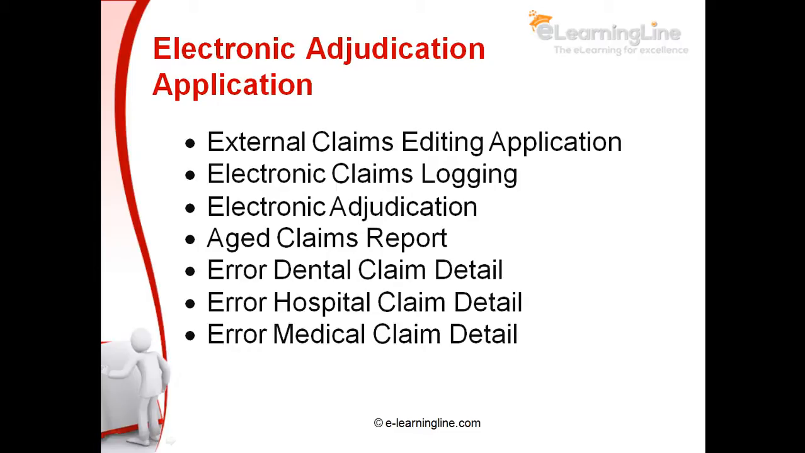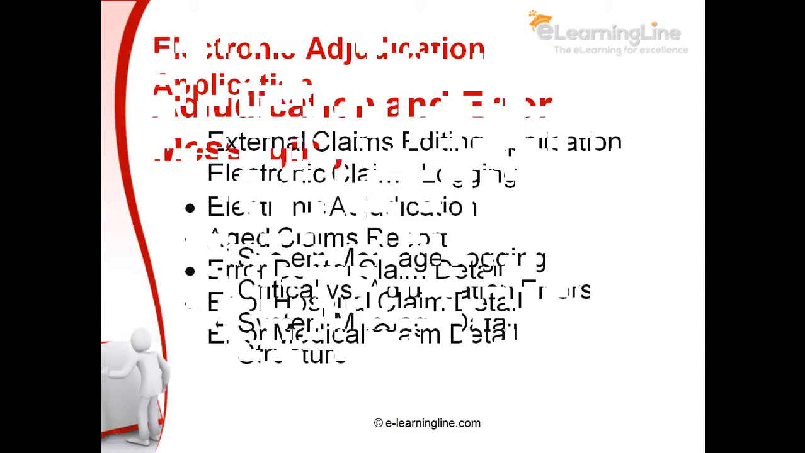The electronic adjudication application will cover the external claim editing and the claim logging application. Then we will talk about the electronic adjudication and the several reports like a claim report or error report, which can be the dental claim detail, hospital claim detail, or the medical claim detail. These are the different types of error reports. So you will learn what kind of information you are looking for and where you can look for what kind of report you have to look into.